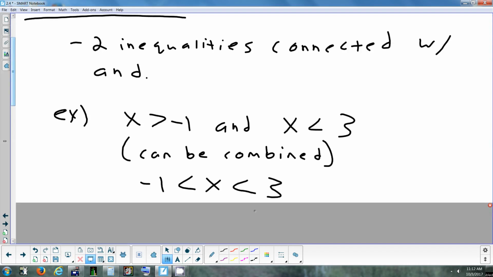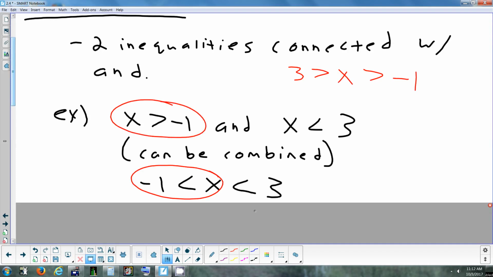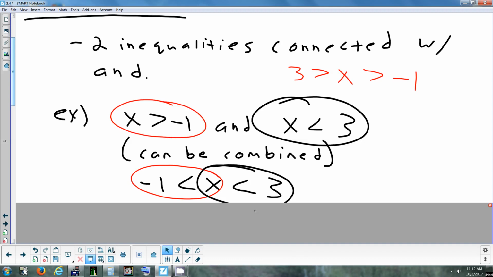There is another way to do it. I usually do it this way, but you can put the variable in the middle, and you can flip everything I just said. You can put the bigger number on the left, the smaller number on the right, and then flip the direction of the arrows. That's exactly the same thing. So you've got your x is greater than -1 right there, and then your x is less than 3 right there. So it's just taking those 2 and putting them together. Any questions on how to combine 2 inequalities into one, or does anyone want to see another one of those?